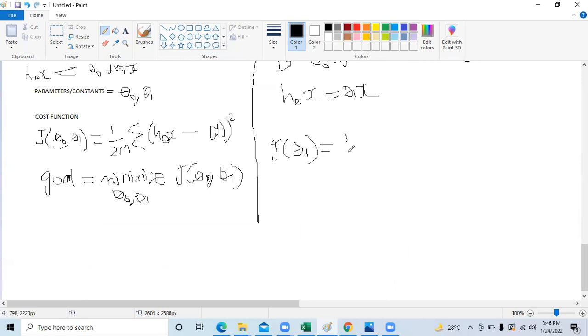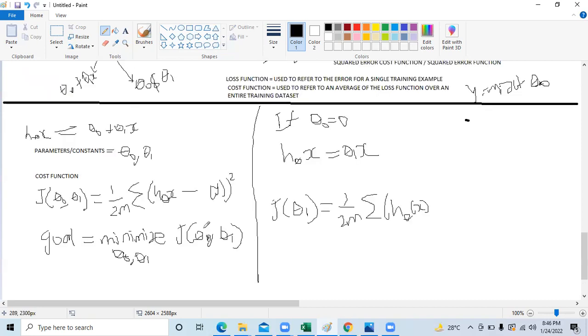It will give us 1 over 2m, summation of h of x. I forgot to put the bracket here. There should be a bracket here. h of x minus y, all squared. So this theta is going to denote our theta 1, obviously.